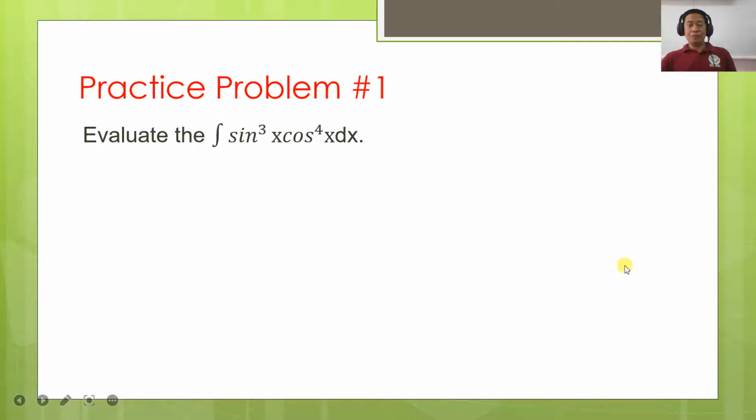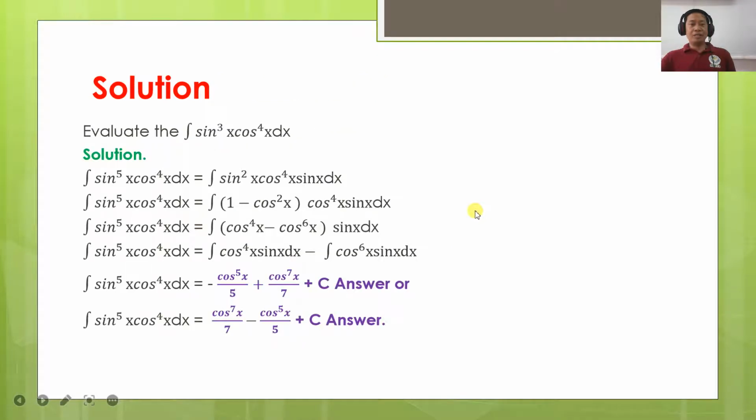So pwede nyo i-pause yung video para dun sa hindi pa nakapag-solve, i-try nyo pong sagutan. Ngayon, kung ready na kayo, pwede nyo nang ituloy yung panonood. So ang magiging solution natin dito is simply, since may odd number tayo dito, kailangan nyo pong ihiwalay yung isa, no? Again, the purpose is for derivative. Then, after that, yung natira dito is sine squared x times cosine x to the fourth power. Again, sine x dx is derivative, so dapat maging function of cosine yung natitira dito.